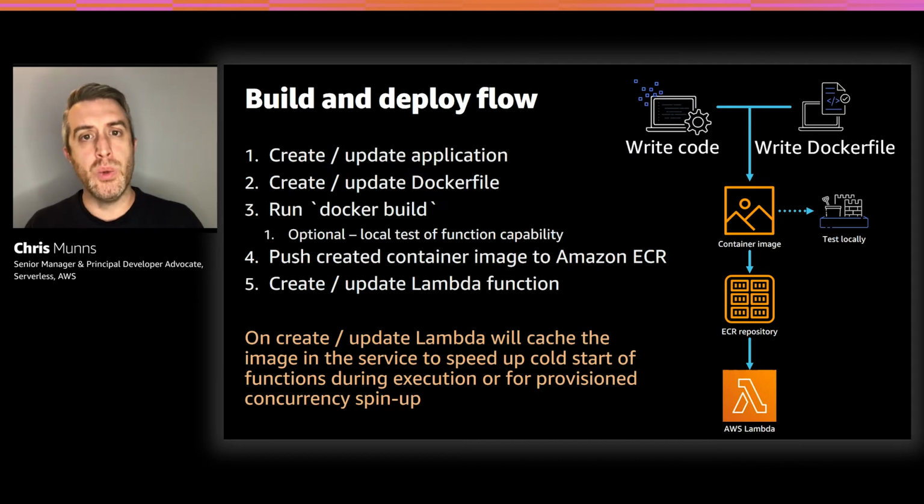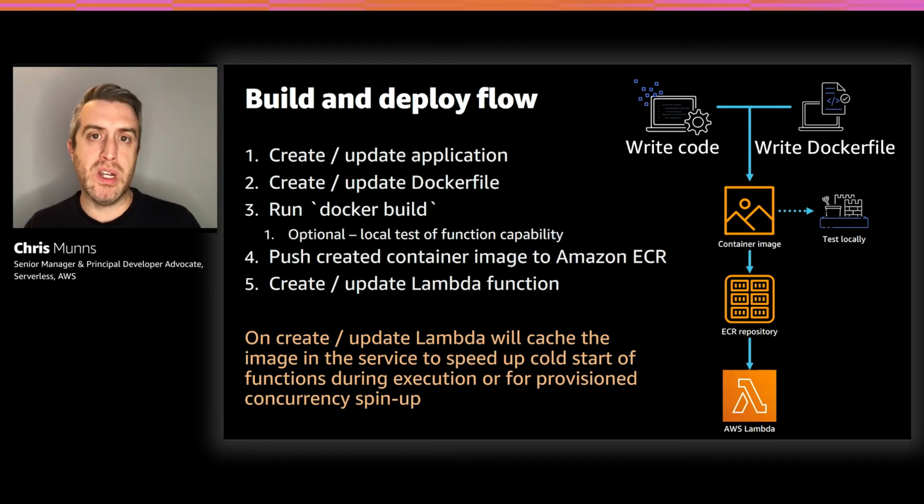From here then, you would upload that container image to an ECR repository, and then you would configure and deploy your Lambda function. And again, that would happen with tools like SAM or CloudFormation or any of the number of tools that exist in the ecosystem today. On create and update, as I mentioned earlier, the Lambda service actually pulls down that image from the ECR repository on your behalf and stores it in a cache that the service itself runs.